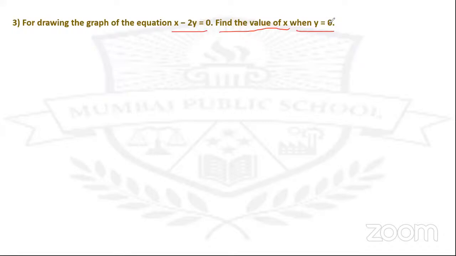Now here, most of them get confused. They think, check, the question is for drawing the graph, meaning you have to draw the graph in this question. No, they have not asked you to draw the graph. Understand here? They're just telling you that if you want to draw the graph of the equation x minus 2y, you have to find the value of x when y is 0.